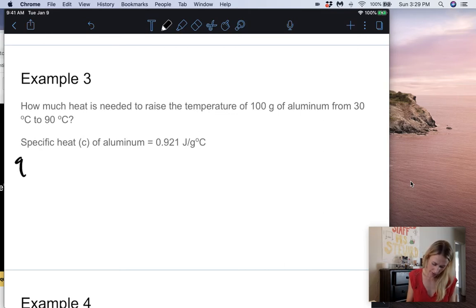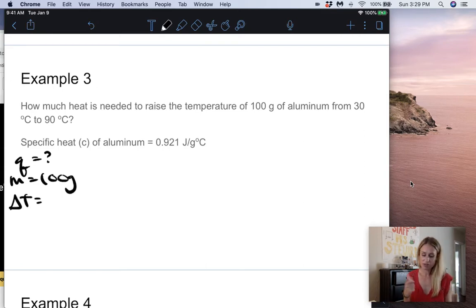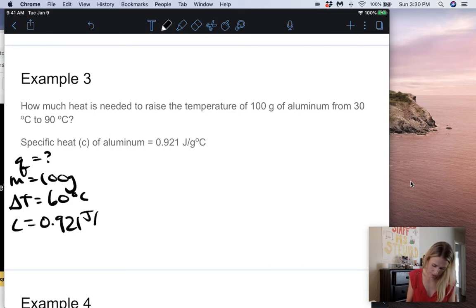So again, we're looking for Q. I have a mass, again, of 100 grams. The delta T, the temperature change, it's still going from 30 to 90. So my delta T is 90 minus 30, which again is 60 degrees Celsius. And then C, I'm given this time in joules per gram degrees Celsius. So at the end, in order to compare it to water, we'll convert that joules into calories, because remember, they're both units of heat.